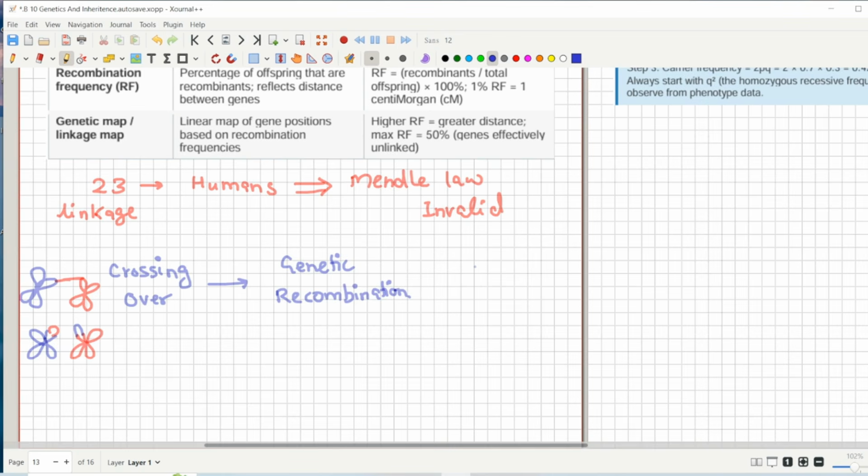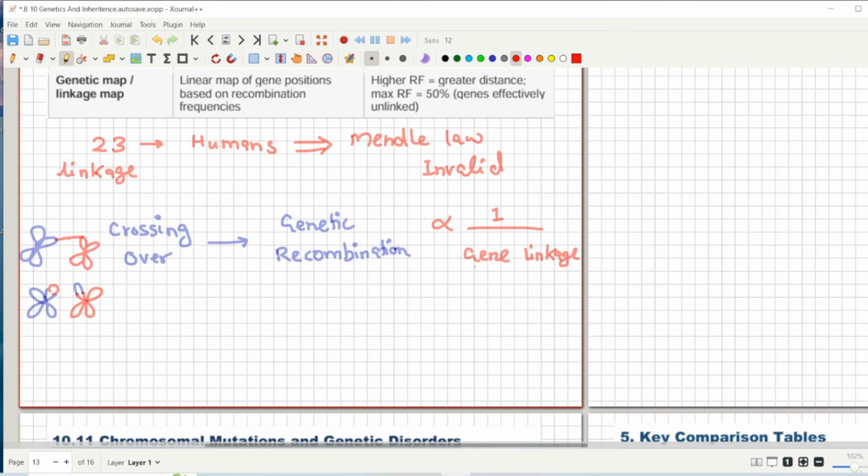When genetic recombination happens, there would be less gene linkage. And if the gene linkage is high, the crossing over would be less. So the concept here is the more gene linkage, the less crossing over. The less crossing over, the more gene linkage. If you don't understand it, let me make it simpler for you.